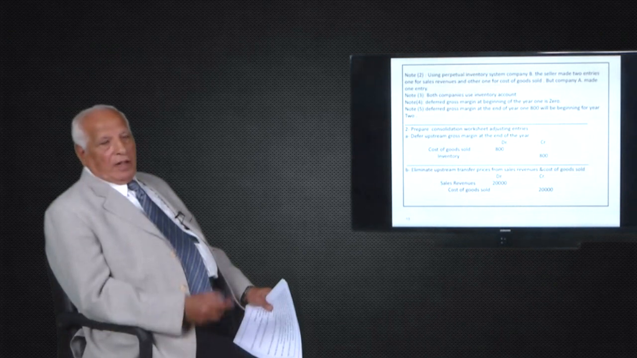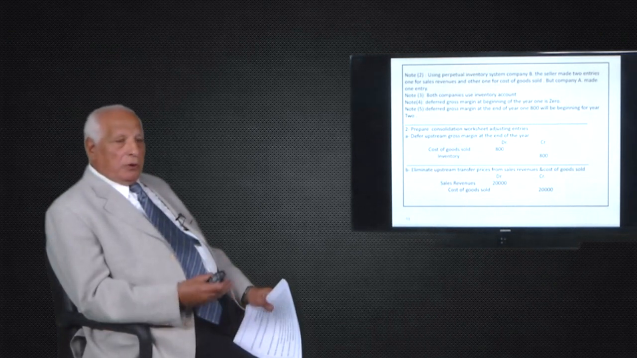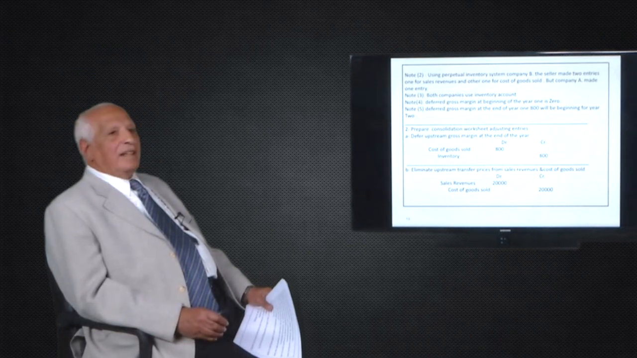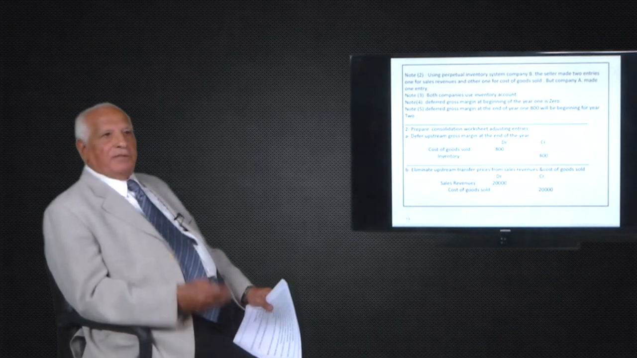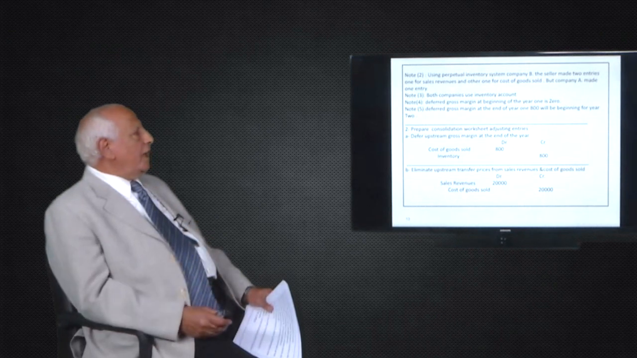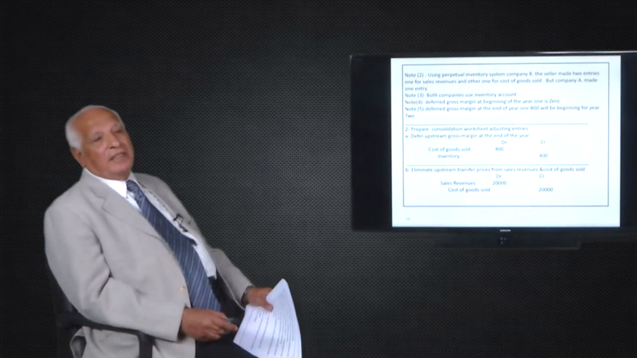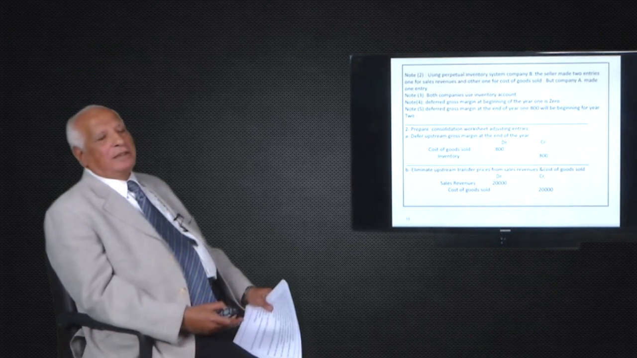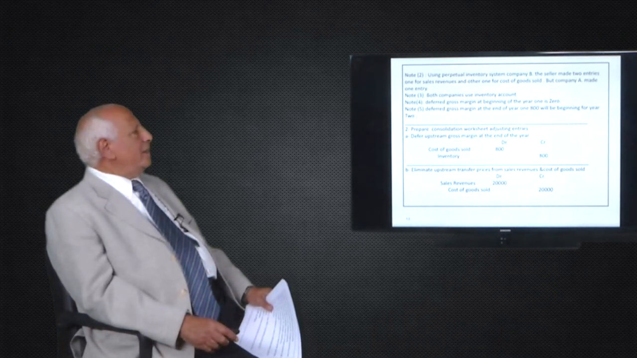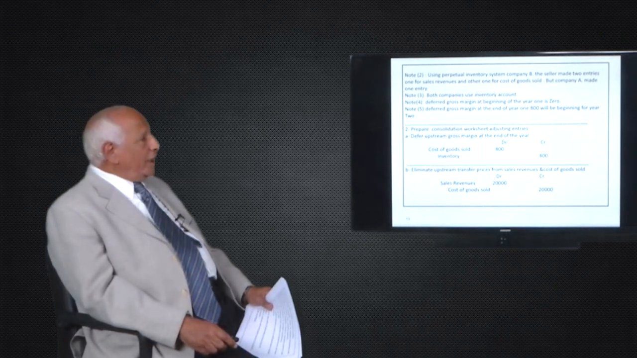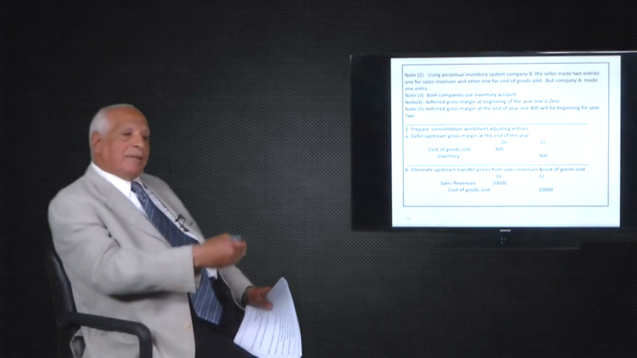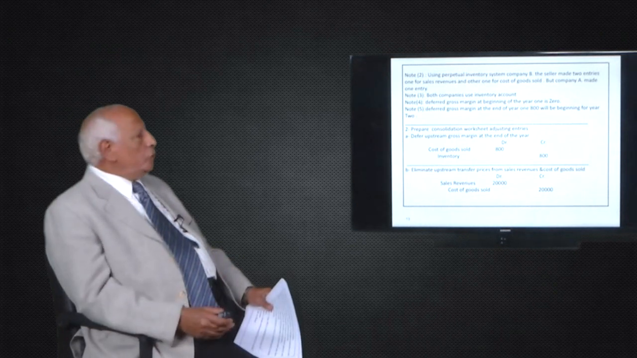Note number 3, look at this note, it's very important to explain to you. Both companies use an inventory account. Inventory, debit or credit, you can look at again. Number 4, deferred gross margin at the beginning of year 1 is 0, because in year 1 there is nothing before. That's always 0. Number 5, deferred gross margin at the end of year 1, 800. This 800 goes to next year as the beginning for year 2. Okay.